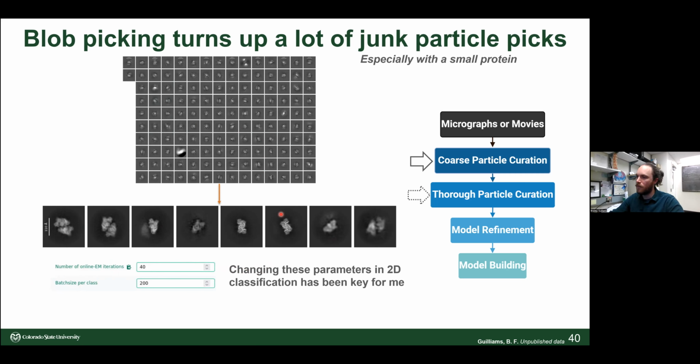I couldn't get any classes that looked like my protein. So I'm repeating this a handful of times, but I'm having a hard time getting rid of junk, and I've got a lot of junk that's combined with things that look like my particle. I carry through a little bit, I do some initial structure, and I hit some wall. What I learned this time is to ask for help from people that know what they're doing.